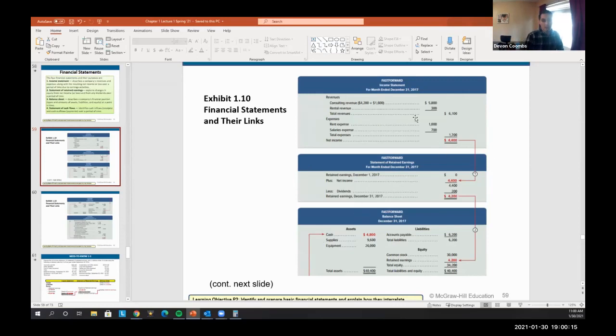How do you determine income? Revenue minus expenses. What is the balance sheet? It's just the accounting equation. Assets equal liabilities plus equity. I'm repeating this because this is the important information.